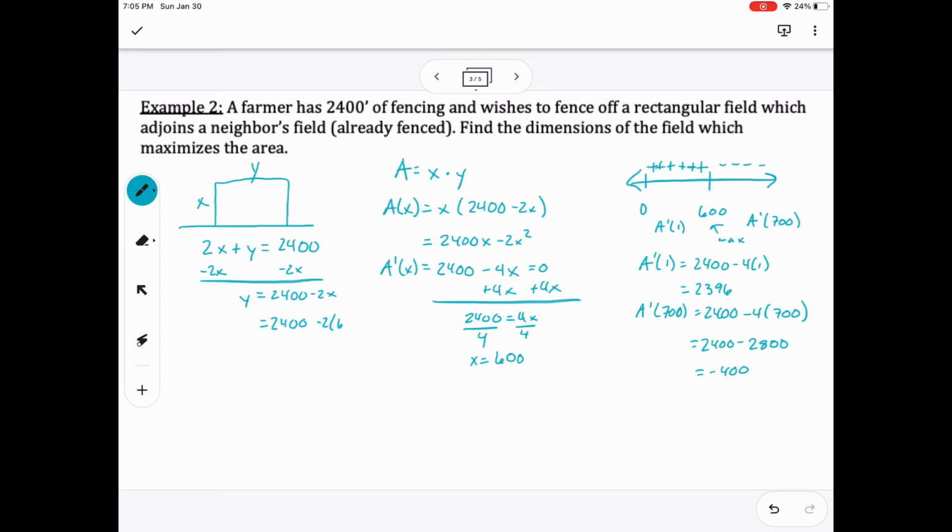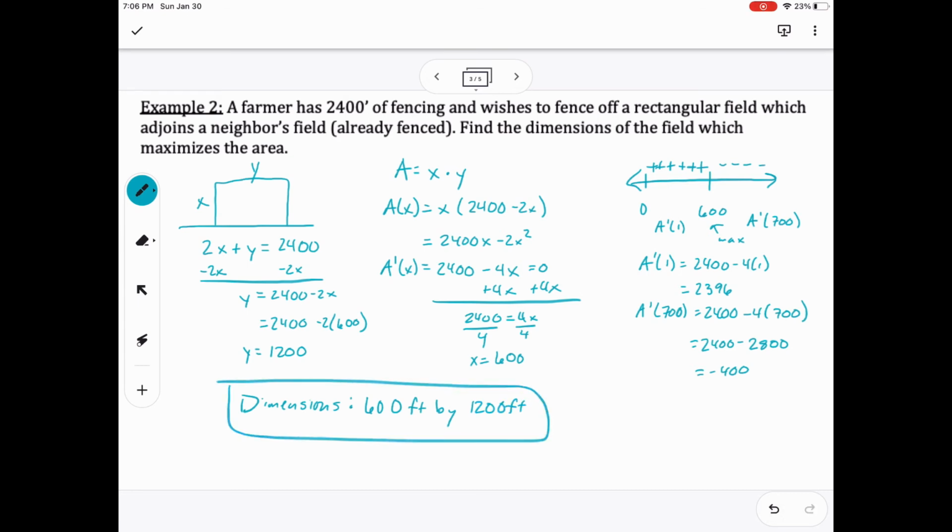And so then I'm going to plug that back into the equation where I had y, so I can figure out what y is. So my dimensions of this field will be 600 feet by 1200 feet to maximize that area.